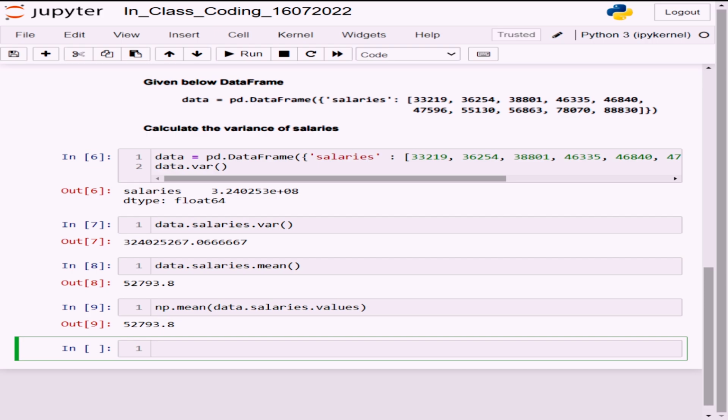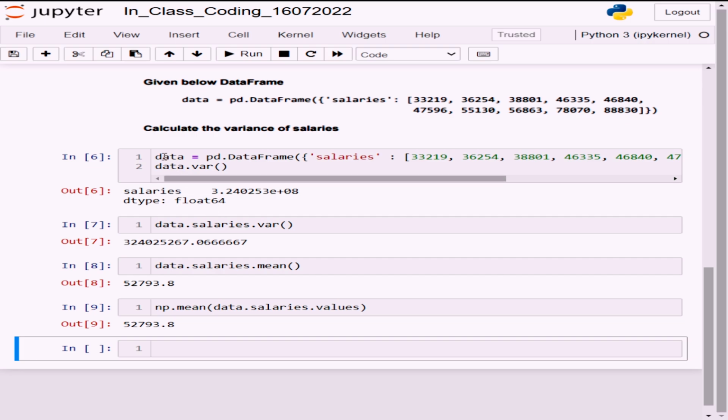Can you please explain line number 6, in which we have given data dot var, and then we've got salaries and float64? Line number 6, data dot.